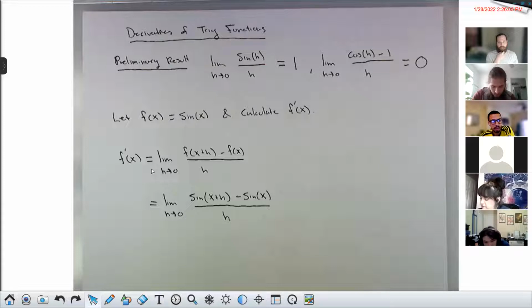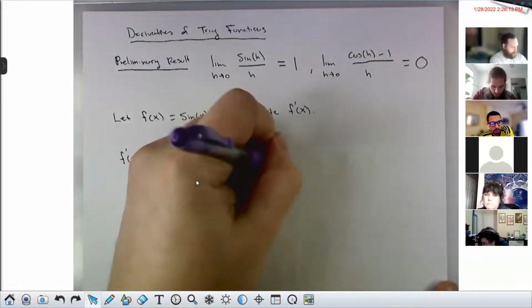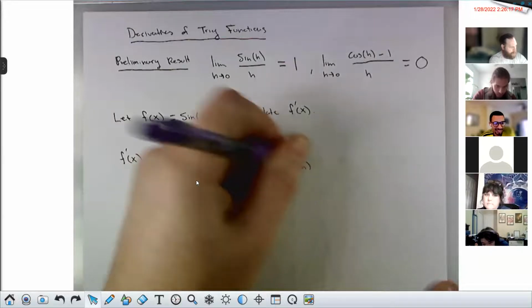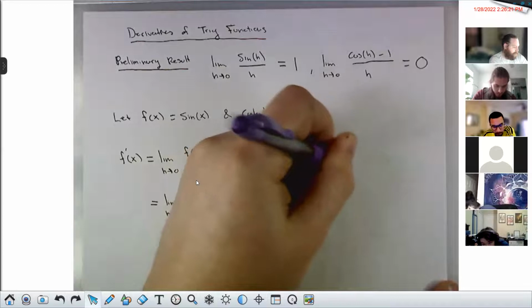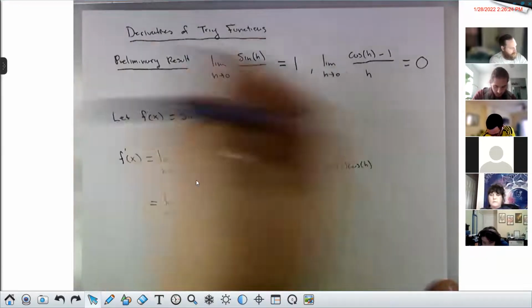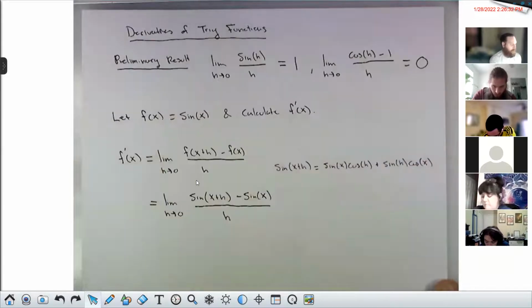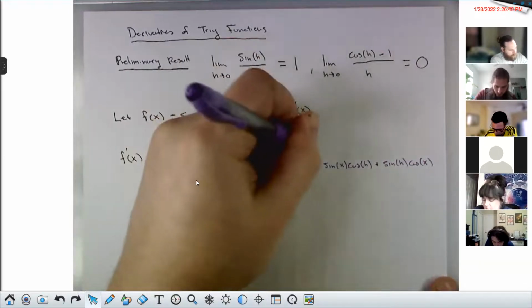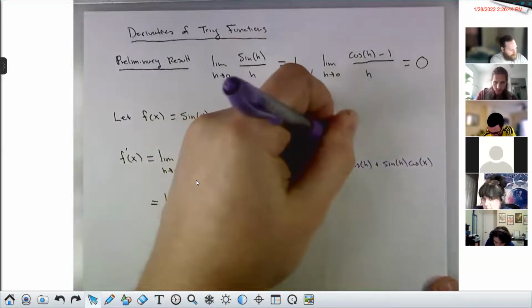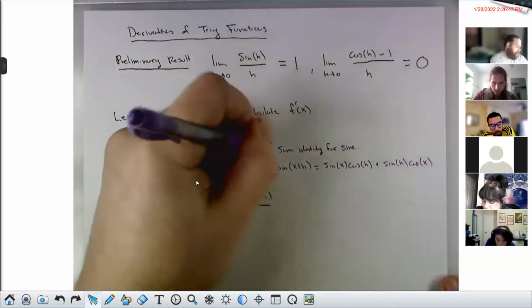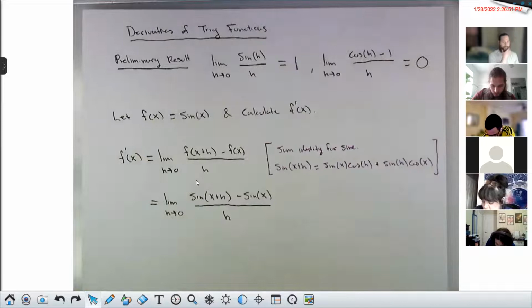Sine x cosine h plus sine h cosine x. I think that sounded correct. So this is sine x cos h plus sine h cos x. This is the sum formula for the sine function. It's one of your trig identities. We're going to use the one for cosine later, but one thing at a time.